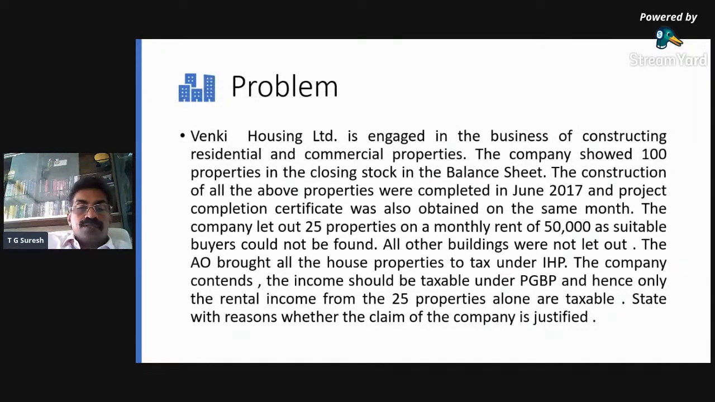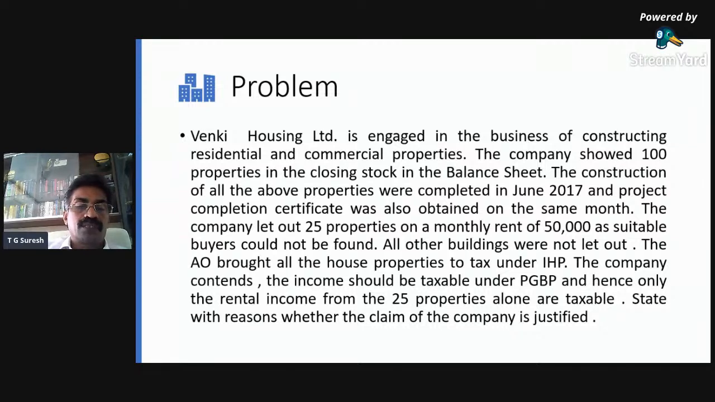Venki Housing is engaged in the business of constructing residential and commercial properties. The company showed 100 properties in their closing stock in the balance sheet. The construction of all the above properties was completed in June 2017, and the project completion certificate was also obtained in the same month. That means I have obtained the project completion certificate in June 2017. The company let out 25 properties on a monthly rent of 50,000, as suitable buyers could not be found. All other buildings were not let out.